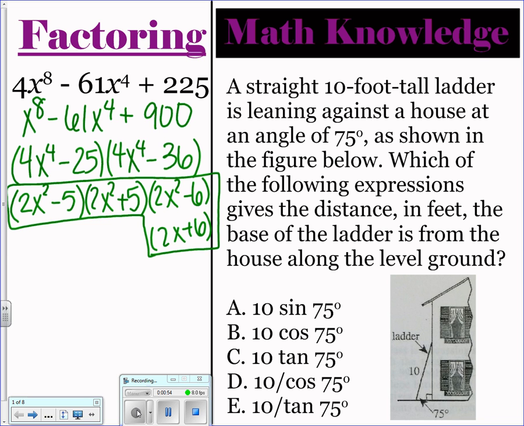Now for the math knowledge question, it asks for the length along the base. So that's looking here. What is that value right there? Well, we're going to use our trig functions, and we're going to use the cosine of angle 75. It's going to be x over 10 because it's adjacent over hypotenuse. Multiply by 10, and you end up with b for your answer, 10 cosine of 75. So that's how you work both of those two.